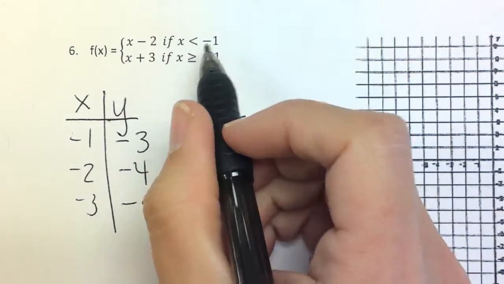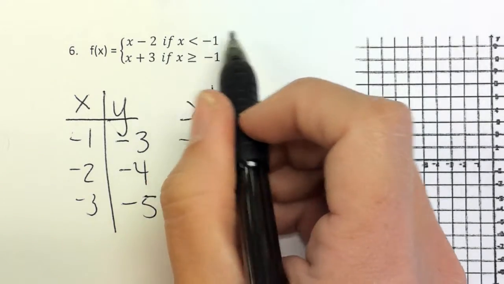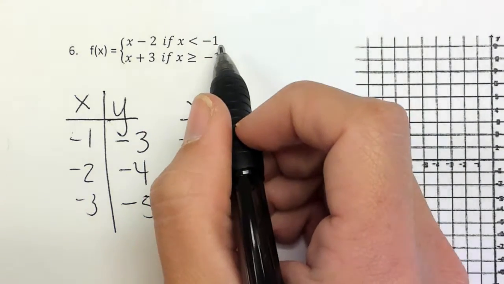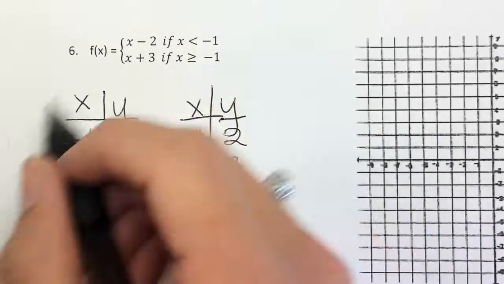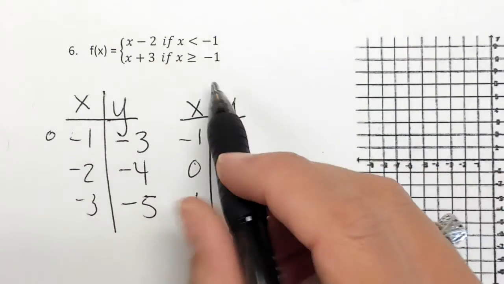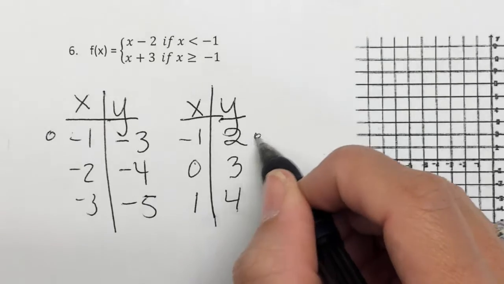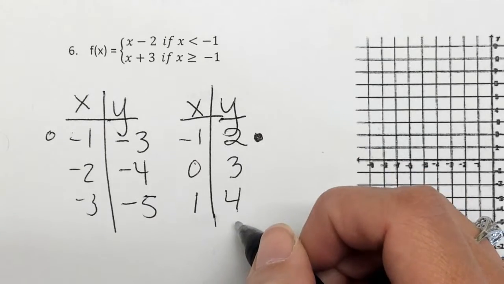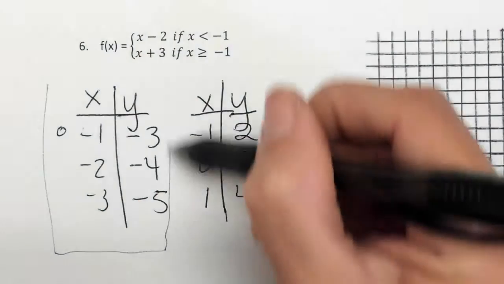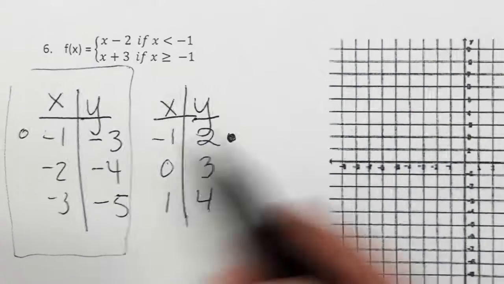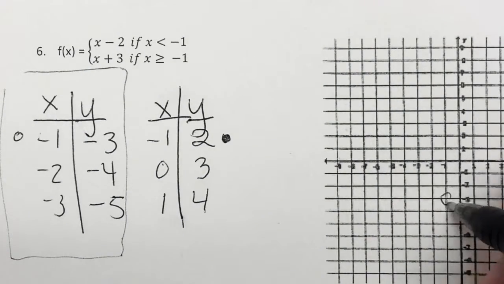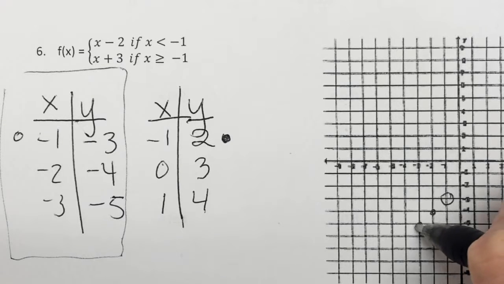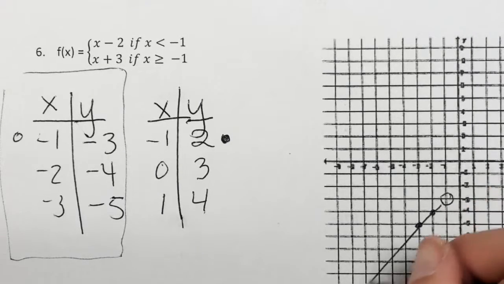Alright, for this first piece, when it says less than, at this point, is it going to be an open or closed circle? Open. Because there's no bar underneath. Very good. This one is going to be a closed circle because of the bar underneath. Go ahead and graph these 3 points first. So at -1, -3, you're going to have an open circle. At -2, -4, you're going to have a closed circle. At -3, -5, draw a dot, and then go ahead and draw that first piece.